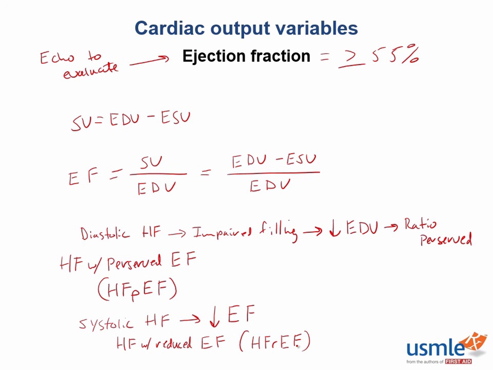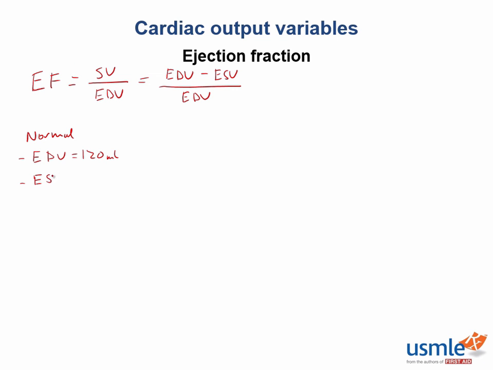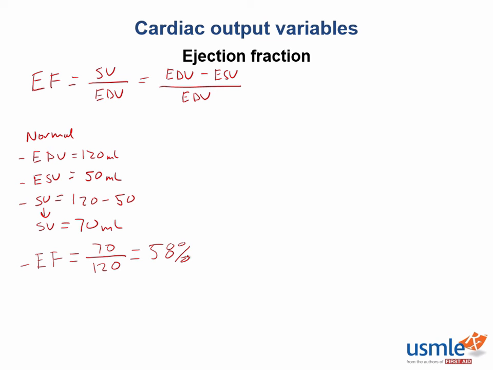Now, let's plug in a few real-life numbers to help us understand this better. So let's say normally we have an end diastolic volume of 120 mL and an end systolic volume of 50 mL. So if we do the math there, our stroke volume equals 70 mL. And if we divide that by our end diastolic volume, we get an ejection fraction of 58%, which is normal because it's greater than or equal to 55%.